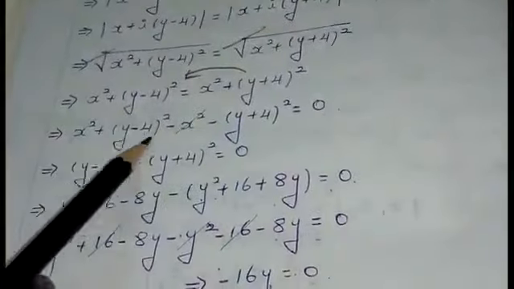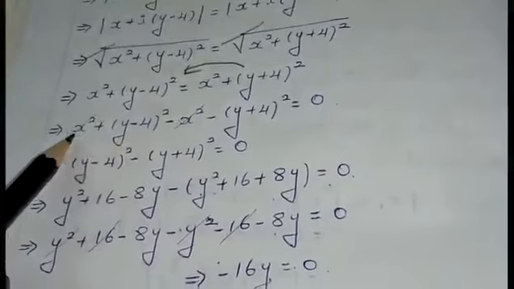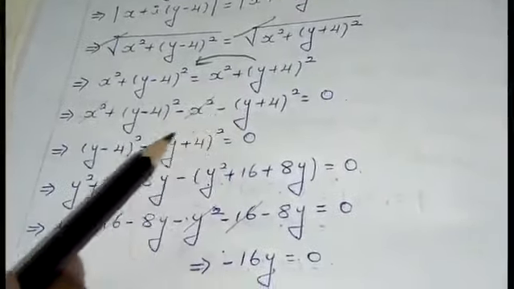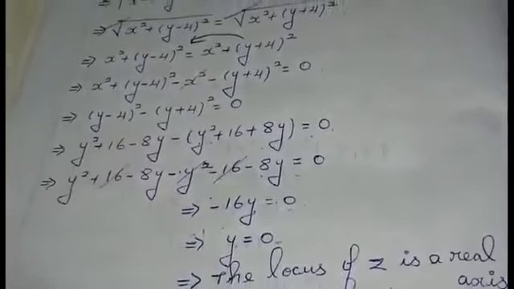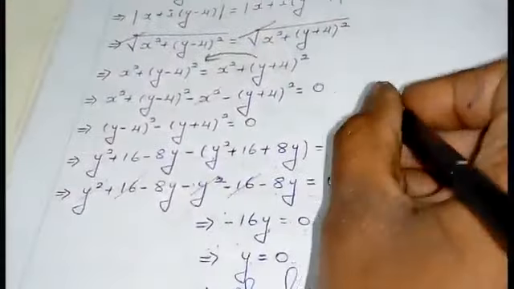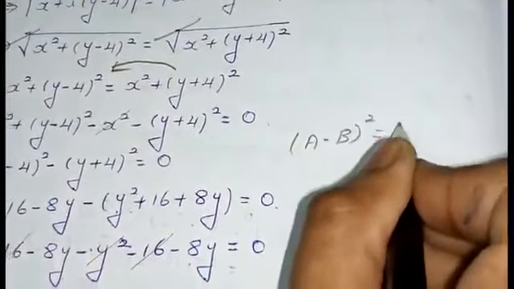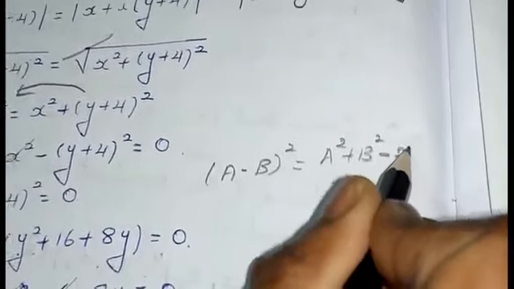Just see here, students, after bringing all the terms to my left hand side, what I am doing here is cancelling x square plus x square and minus x square. The remaining terms I am writing as it is. Now what is the formula I am going to apply here? You know the formula: a minus b the whole square is equal to a square plus b square minus 2ab.